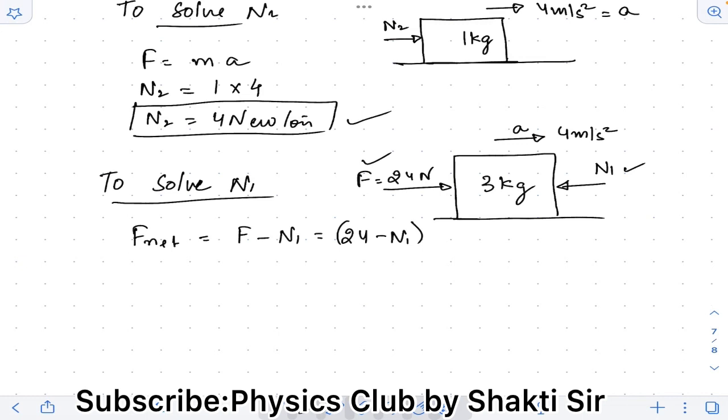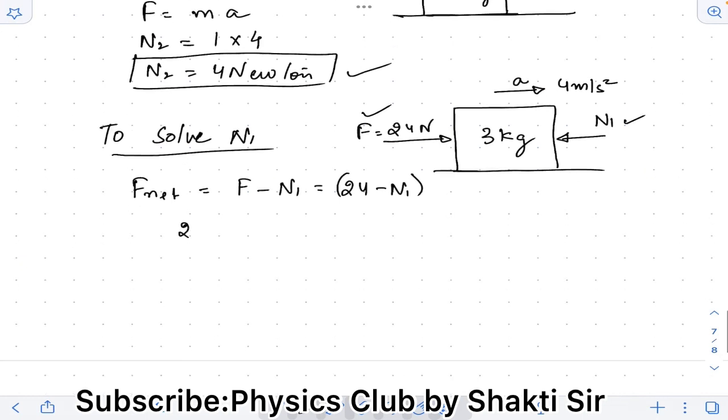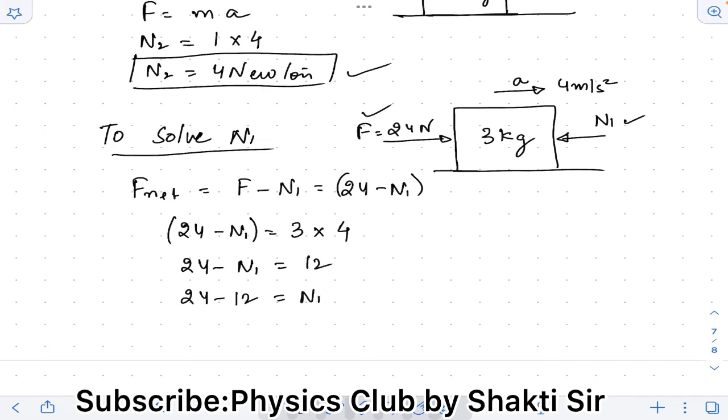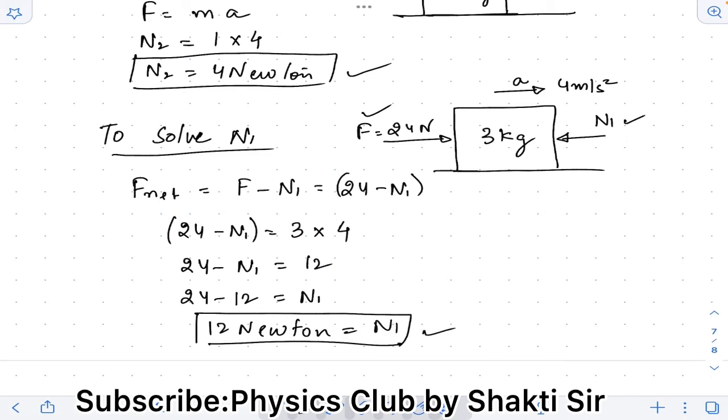From Newton's second law, net force equals mass into acceleration. The acceleration is 4, so 24 minus N1 equals 12. So 24 minus 12 equals N1, which is 12 Newton. This 12 Newton is the force acting between the 3 kg block and the 2 kg block, that is the normal reaction N1. In this way we can calculate the values of N1 and N2.